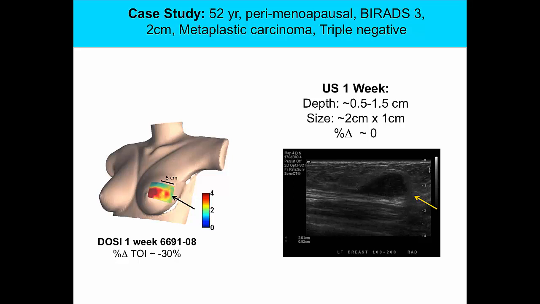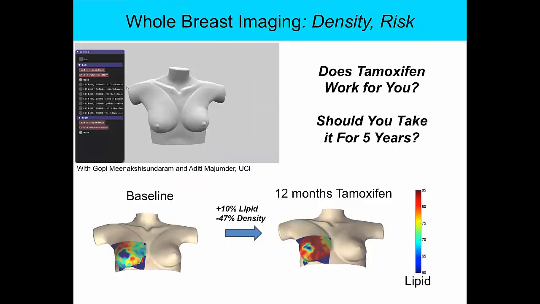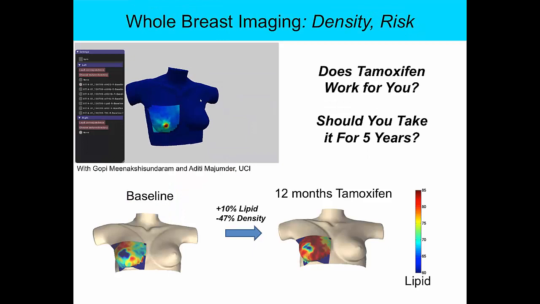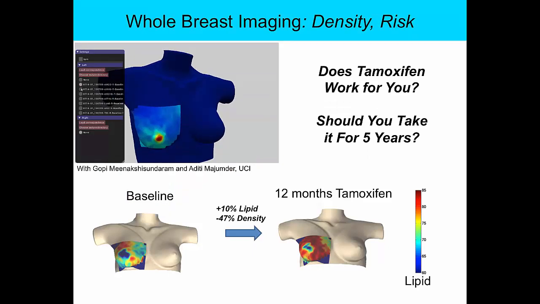So this is the strength of optical methods. They're functional. We can look at changes in metabolic rate of oxygen consumption. We can look at changes in perfusion, and we can see those before there are anatomic or size changes that are detectable with other modalities. And we can extend this to entire breast imaging and potentially look at tamoxifen or other types of agents that could change your breast density and your risk.